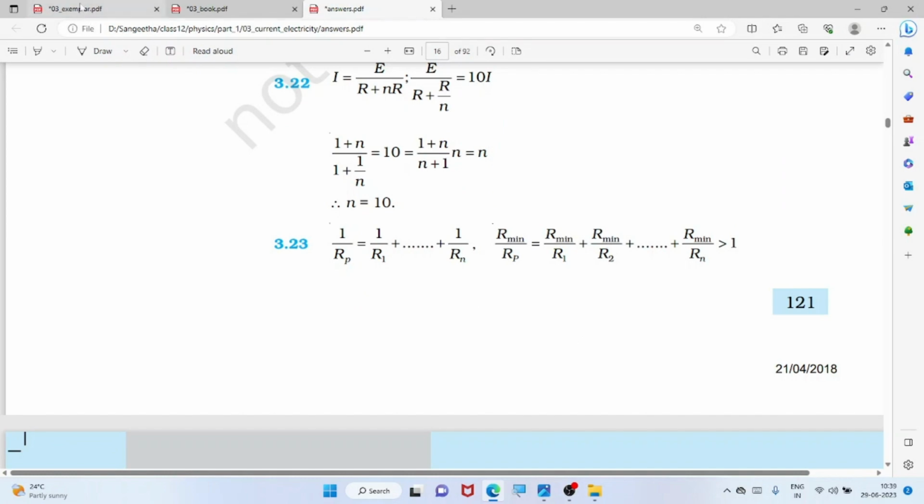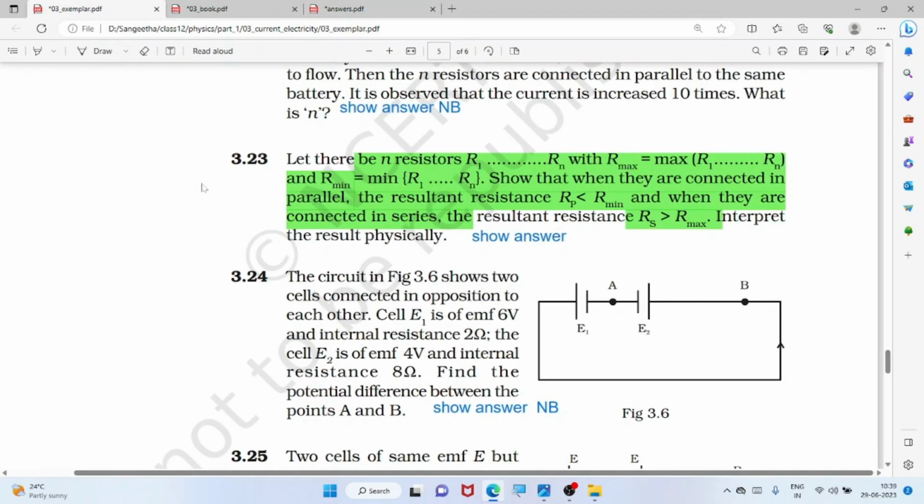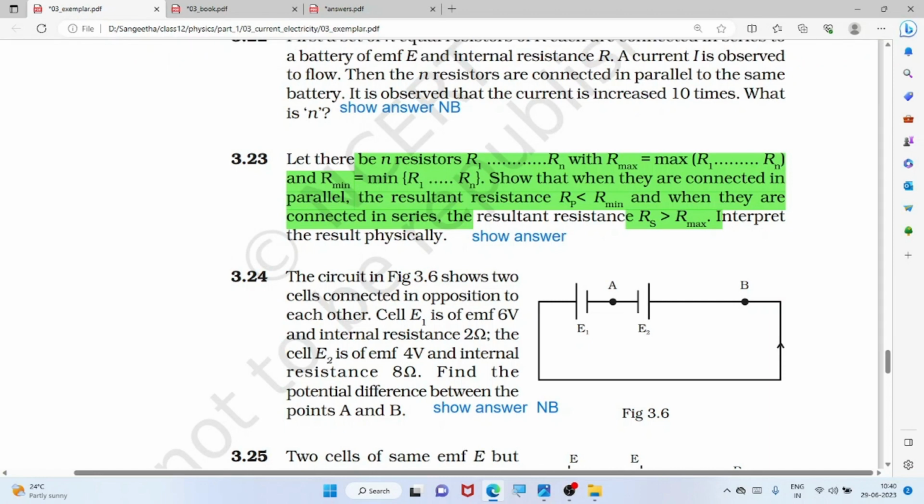Okay, here also. Let there be N resistances. When we connect resistances in series, R resultant is greater than the R maximum. When in parallel, R resultant is less than the R minimum. It is 23.